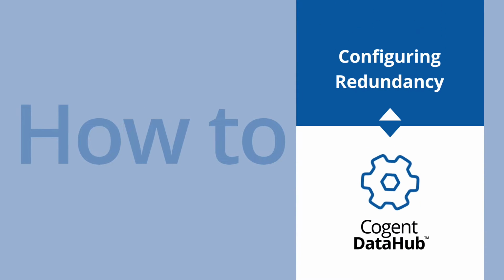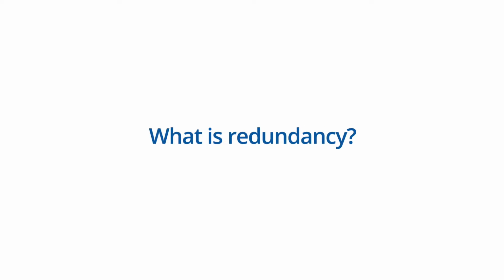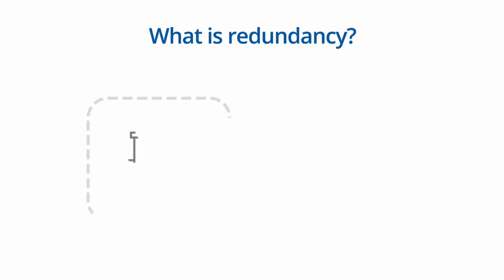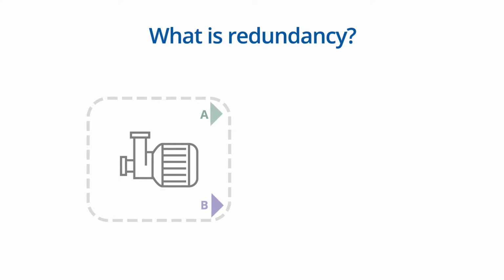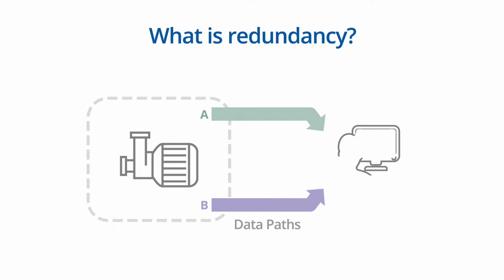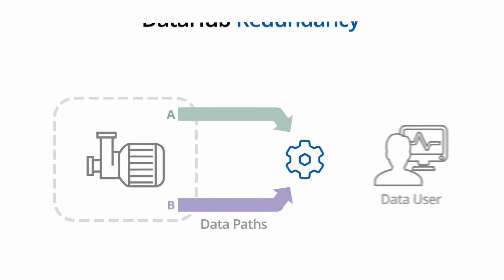Today, we are going to configure the Cogent DataHub Redundancy feature. So first, what is redundancy? It's when you have two data paths for one source, so that if one of the paths fails, the data still reaches the user. This works by using a redundancy broker like the DataHub.